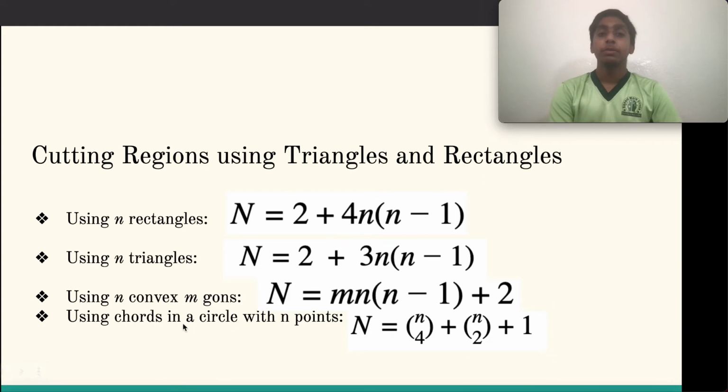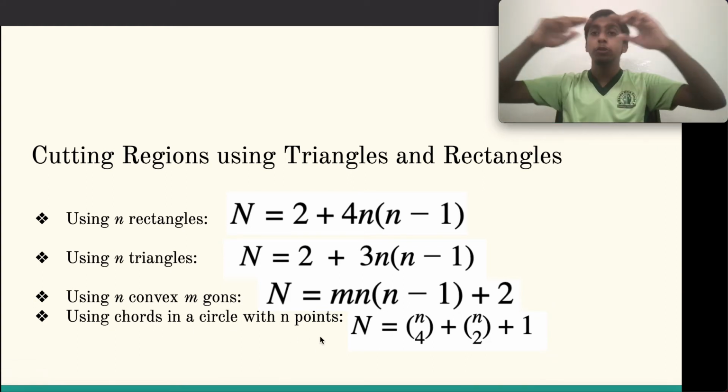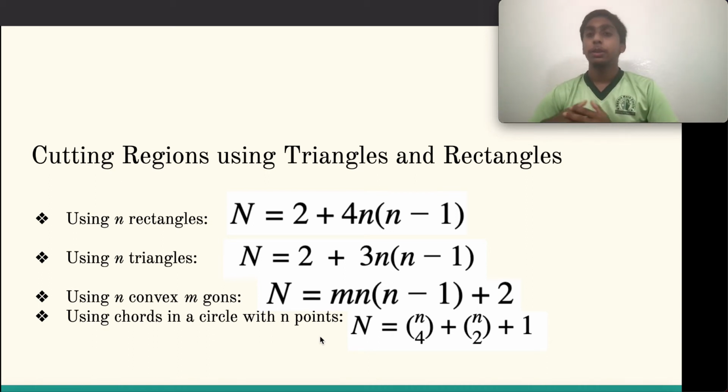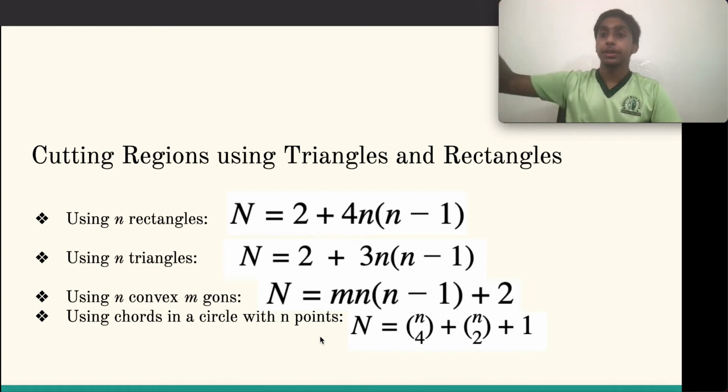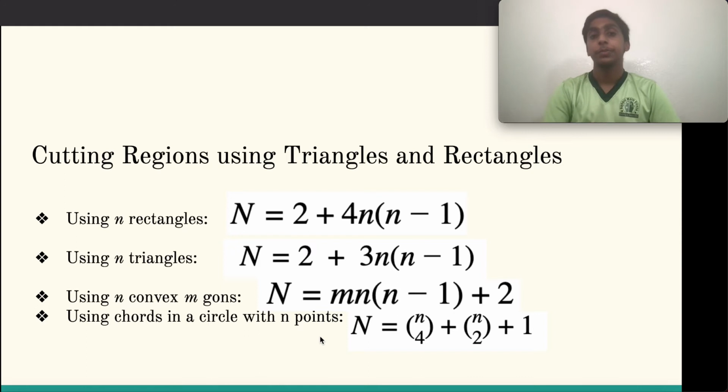And finally, if we're given chords in a circle, they're basically going to be connecting 2 points of the circle. Now, you may confuse these with a radius. A radius connects a center and a point on the circle. A chord connects 2 points on the circle, on the edge of the circle. And if you have n points in the circle, then you're going to calculate it by n choose 4 plus n choose 2 plus 1. And again, if you wanted to calculate n choose 4 and n choose 2, once you knew what little n was, you could simply plug it into our formula.